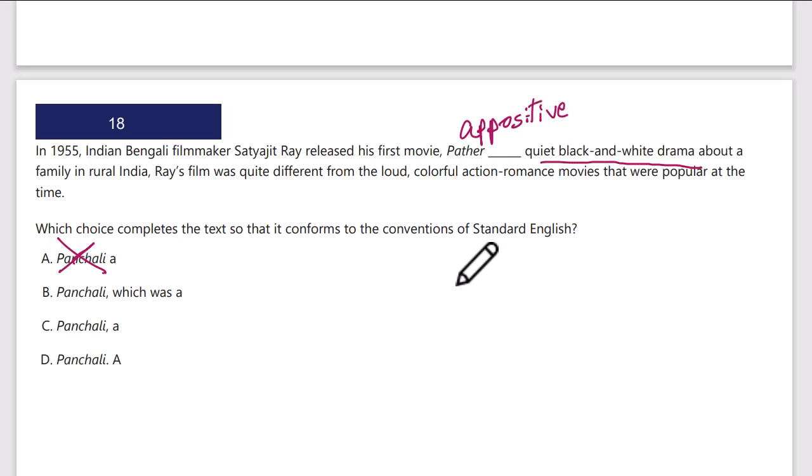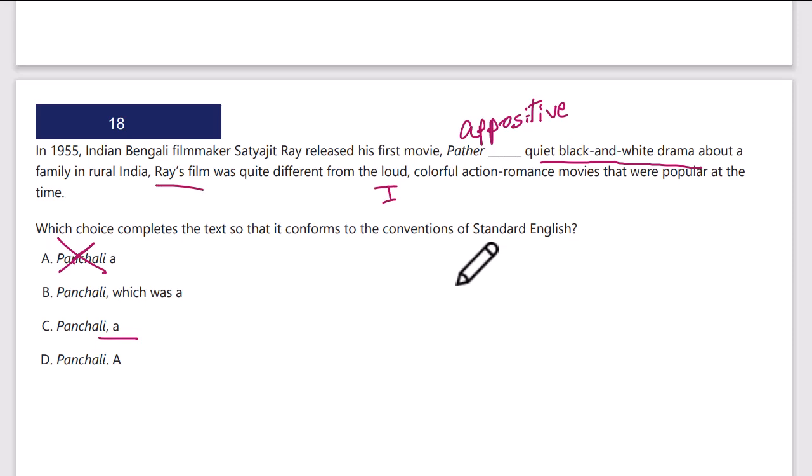So I wouldn't have no punctuation because I already named it. So if I say it's a quiet black and white drama, I need to put that in separated by commas. Okay? So that would suggest possibly B or C. But it could be D. It could be an entire independent clause. So let's check on this. So he released his first movie, comma, Pather Panchali, comma, a quiet black and white drama about a family in rural India, comma, Ray's film was quite different from the loud, colorful action romance movies that were popular. No, that's not it. It can't be the comma. That doesn't work with this independent clause.